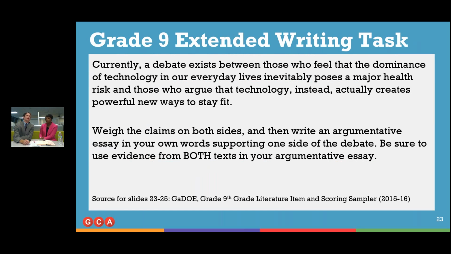So what's this prompt asking? It's a good place to start, isn't it? I've got to weigh the claims on both sides, and then write an argumentative essay, and it's asking me to take a position, in your own words, supporting one side of the debate. Okay? And then using evidence from both texts in your argumentative essay. Good thing to keep in mind.